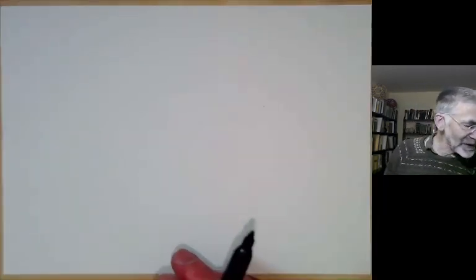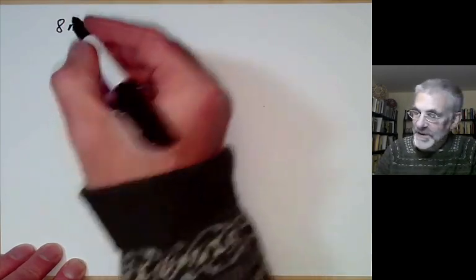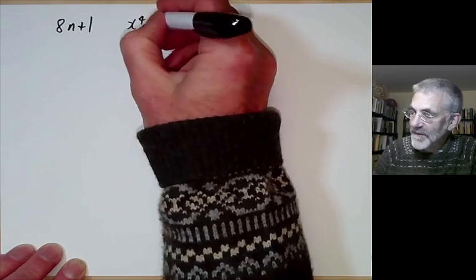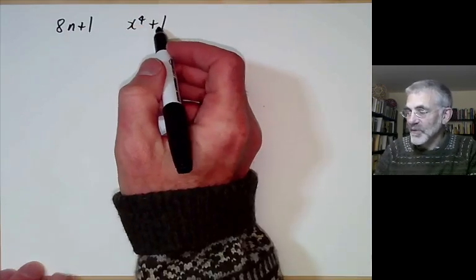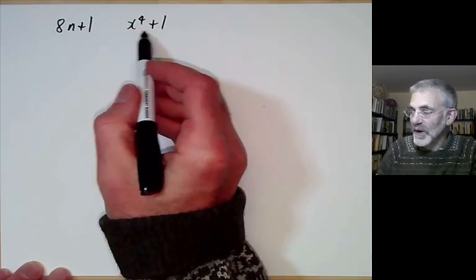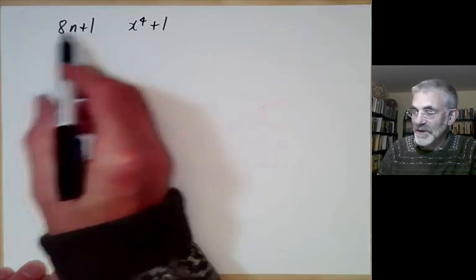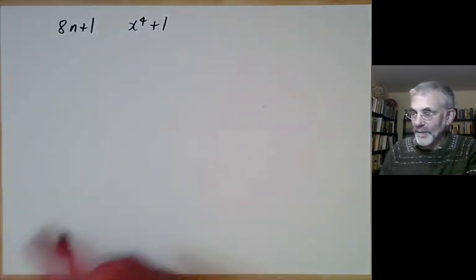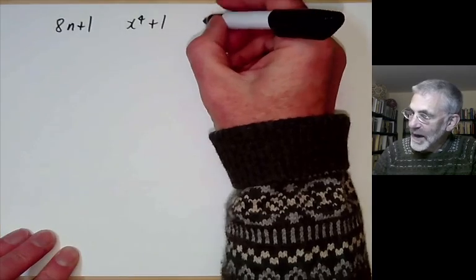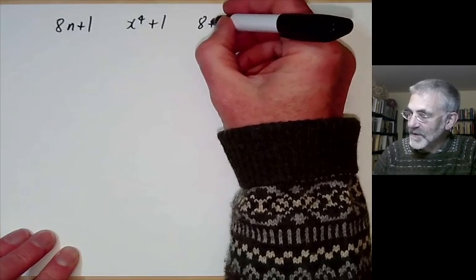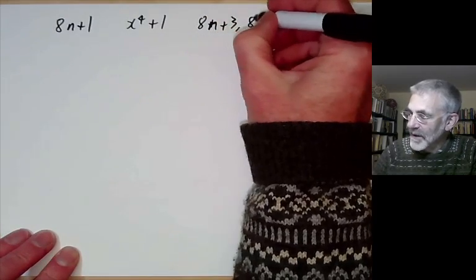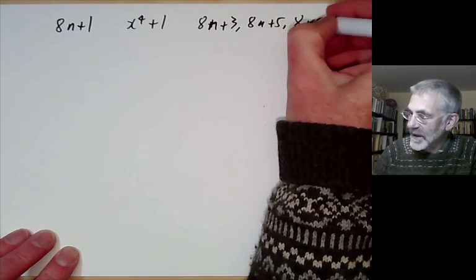Now we'll have an application of this. You remember we showed that there are infinitely many primes of the form 8n plus 1 by looking at primes factoring x to the 4 plus 1, and using the fact that if p is an odd prime dividing x to the 4 plus 1, then it must be of the form 8n plus 1. What we want to do now is to show there are infinitely many primes of the form 8n plus 3, 8n plus 5, or 8n plus 7.